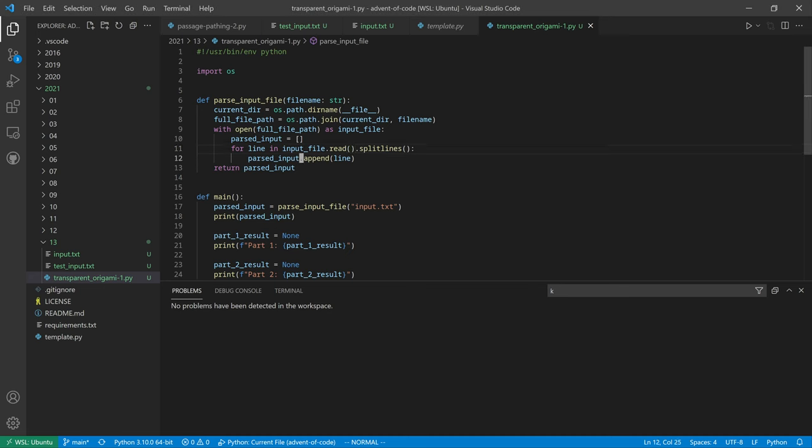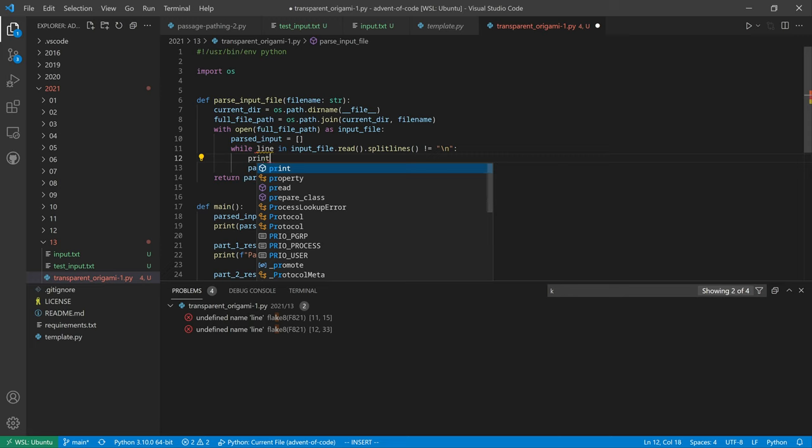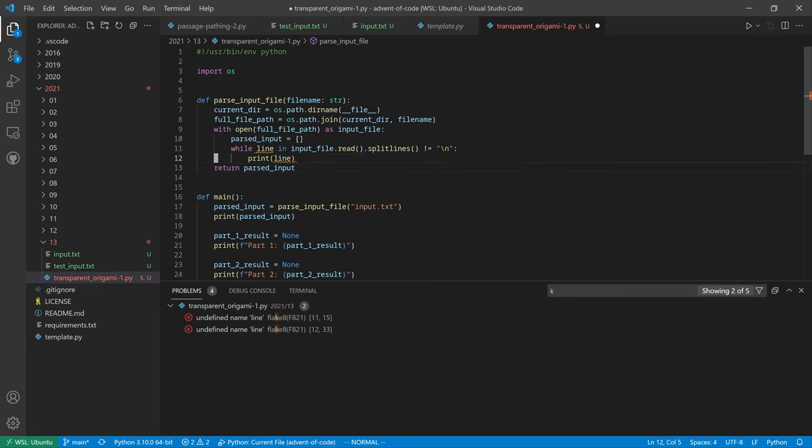So what we're going to want to do is for line in input file dot read. Well, I think, can we say while line in input file dot read is not blank, and then do it again? While line in input file dot read is not equal to just a blank or just a new line. All right, I just want to see what happens with this.